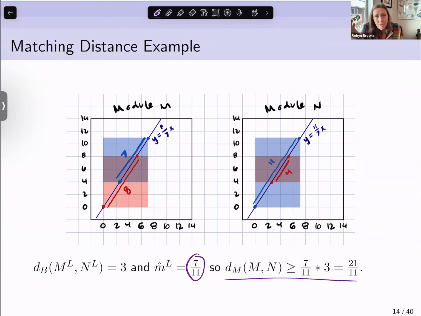So if you want to compute the matching distance, you can kind of keep doing this process, maybe find some cute relationships between lines, and eventually try to find a supremum, some line that has the highest weighted bottleneck distance. Or you can try to be a little clever about it, and we can notice that there are some sets of lines that have the same bottleneck distance.